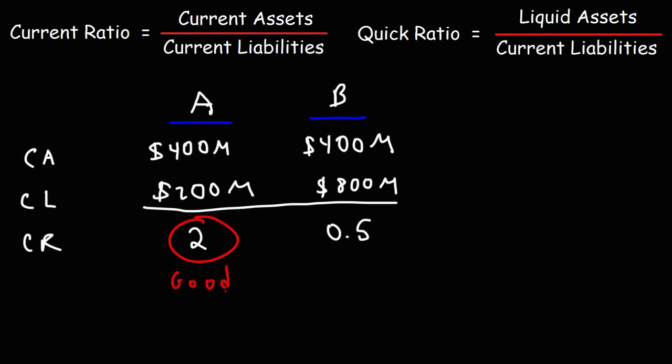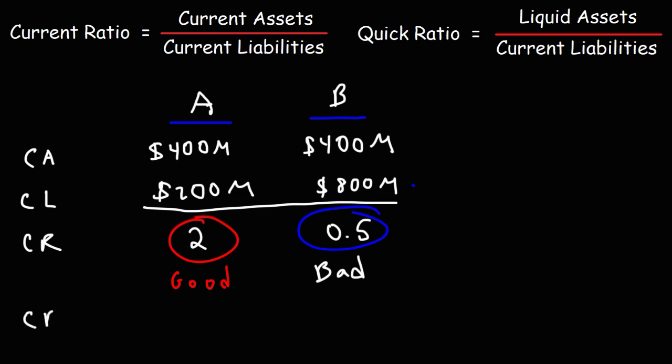Company B has a low current ratio. This is because its liabilities exceed its assets. So chances are it's going to have to borrow money to pay off those current liabilities. Thus, 0.5 is not a good number for the current ratio. So when analyzing a company, you want the current ratio to be 1 or higher. The higher it is, the better the company is at paying off its short-term debt obligations.